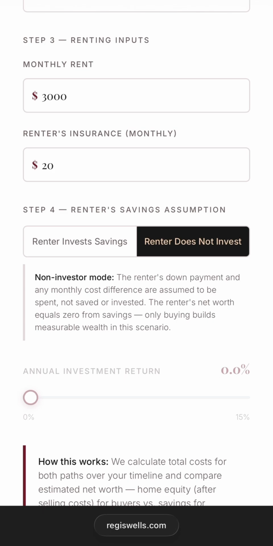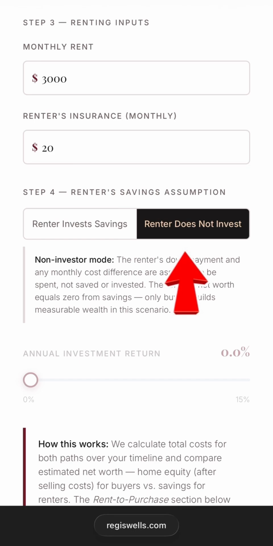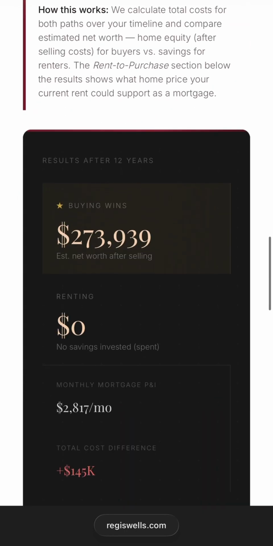You can adjust that rate with that toggle between 0 and 15%. The default is 7%, which reflects a reasonable long-term market return. This is the most financially optimistic scenario for renting, and it's the fairest apples-to-apples comparison. Now, if you select Renter does not invest, that money is treated as spent. No portfolio, no compounding. This scenario typically favors buying, and honestly, it reflects the reality for most renters who don't redirect their savings into investments. Toggle between the two options and watch the results shift. The difference is often dramatic.